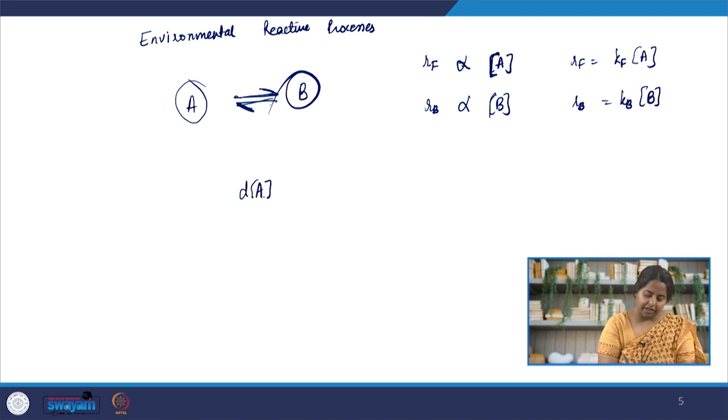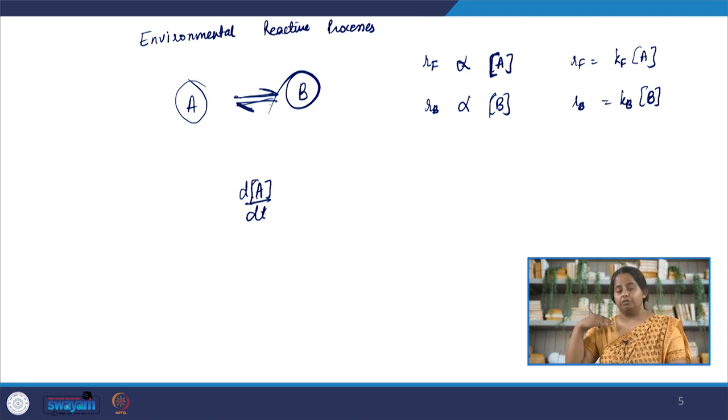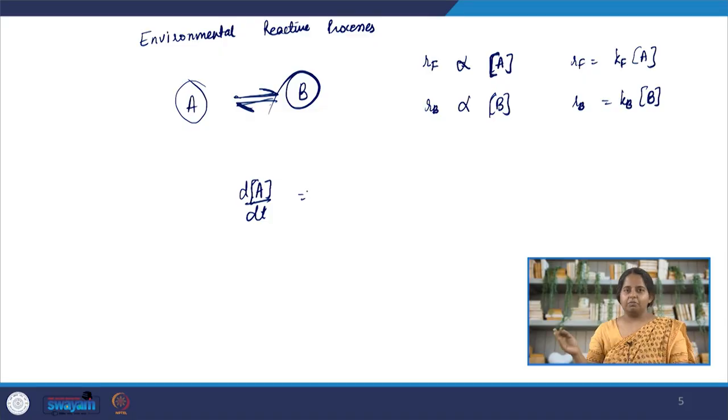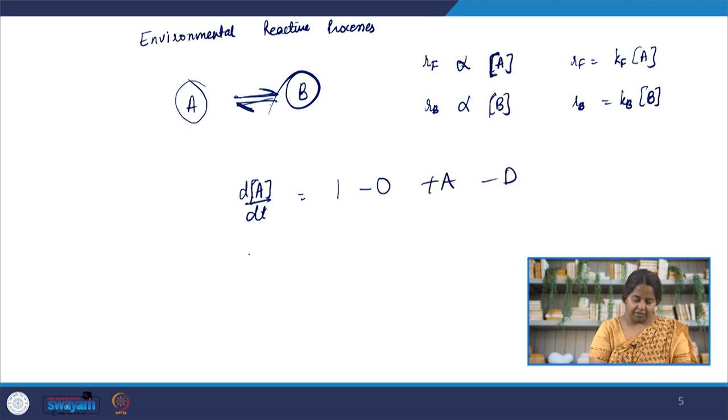Now, if we come back to A, we want to find out how the molarity of A is changing with time. So we need to account for both the rate of the forward reaction and the rate of the backward reaction. Once again, doing the mass balance, the rate at which A is changing in the reactor with time is equal to input minus output plus accumulation minus decay. Input is zero because it's a batch reactor. Output is zero because it's a batch reactor. So both of these are zero.